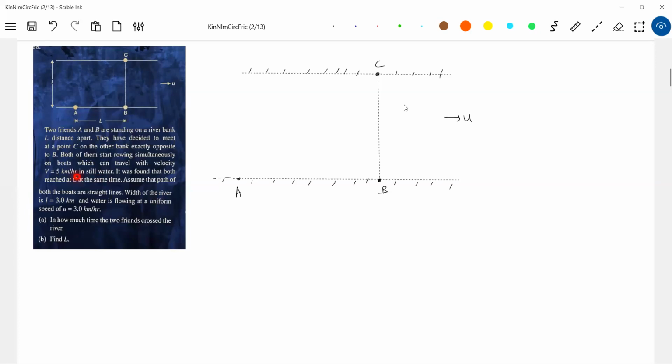Velocity in still water, sir, that is velocity of the river only. Velocity of river is here. No, sir, that is relative velocity only. Actually, what is the reason? Taking water as rest, so it will be relative velocity.